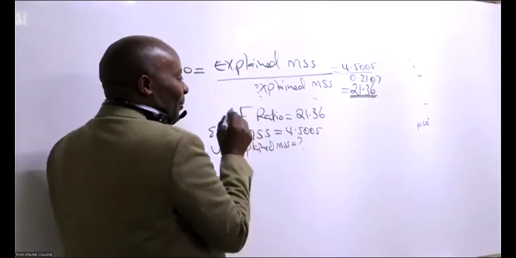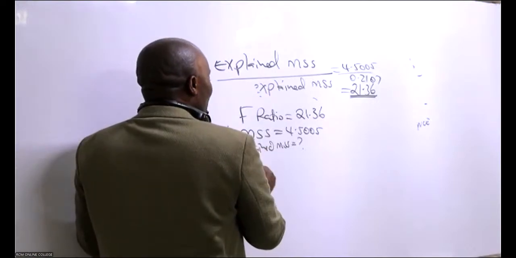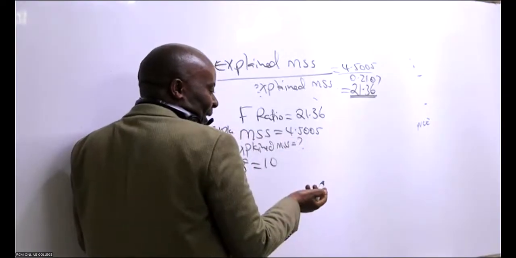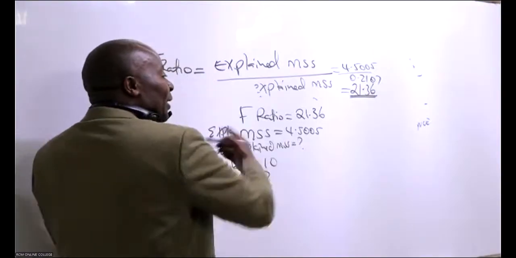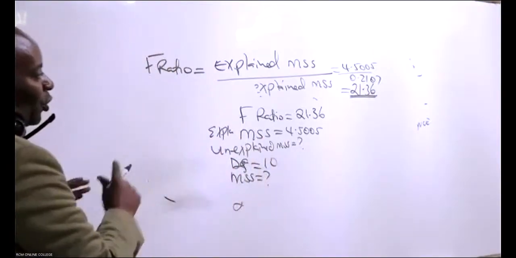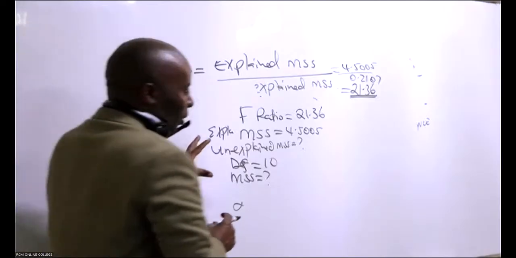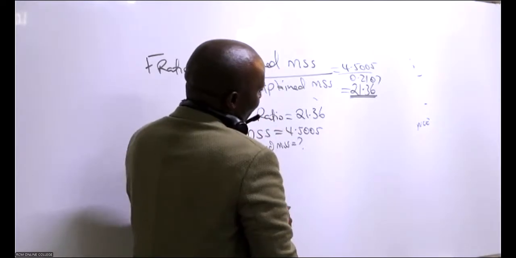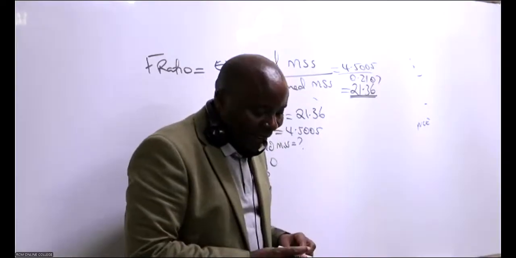So you'll see these examiners at times, they are very, very bright. They'll come and give you the unexplained degrees of freedom, for example, M, and then give you some MS. So you can easily work backwards until you get whatever. So long as you're good in these formulas, you can never go wrong. The very best thing is for you to be conversant with these formulas. Once you have them, then you can work backwards to whatever this examiner has given you.